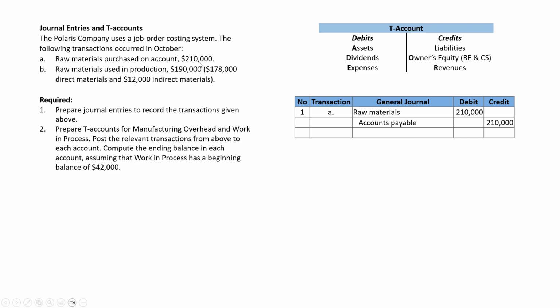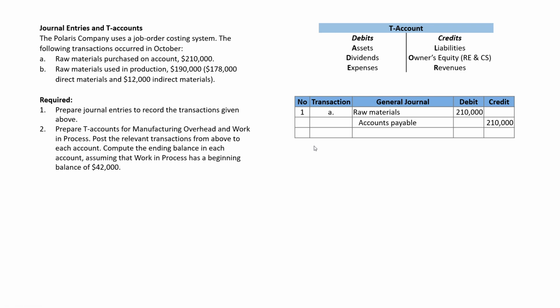When they say buying on account, it implies that we haven't paid yet and we've got an IOU to our supplier, and that's going to be represented by accounts payable. Remember, accounts payable is when we owe someone else. Accounts receivable is when they owe us. Accounts payable is a liability. That liability is increasing. That's going to be increased on our credit side by $210,000.